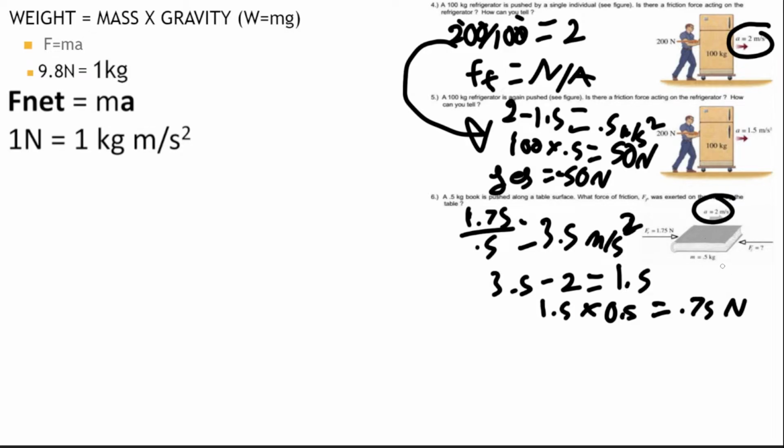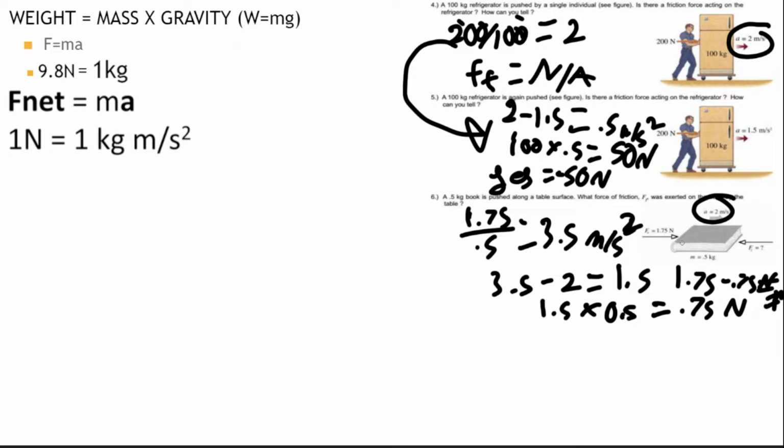Which means our total force that's actually being applied is 1 newton. So 1.75 minus 0.75, that is 1 newton. So 1 newton, something like that. It looks kind of disgusting, I'm not even gonna lie.